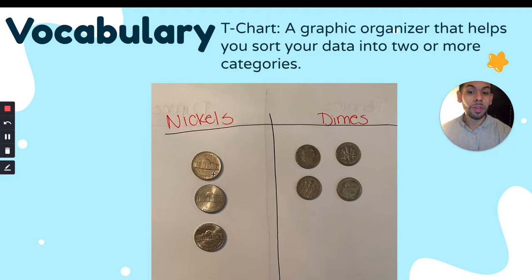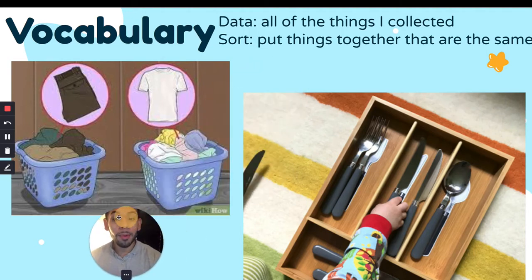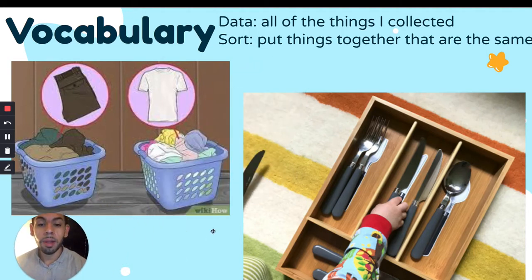So I have nickels on one side. It looks like I have 1, 2, 3 nickels. And then I put dimes on the other side. So I have 1, 2, 3, 4 dimes. Okay, it helps me organize it. All right, so more vocab, okay, guys? I'm trying to move my face so it doesn't block the pictures.